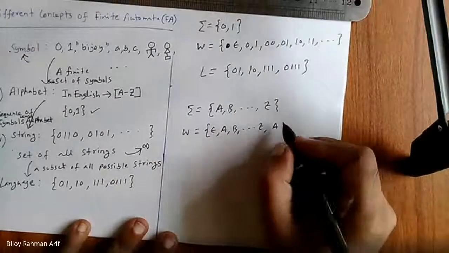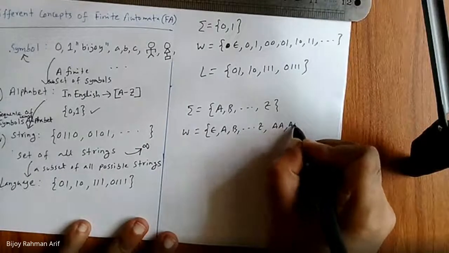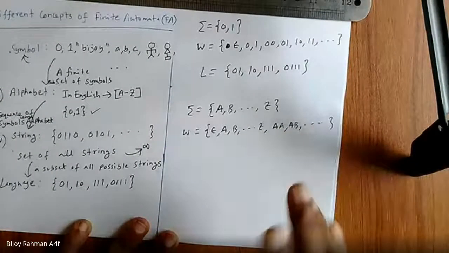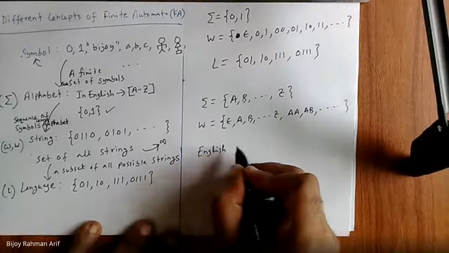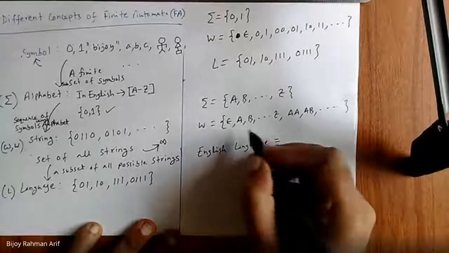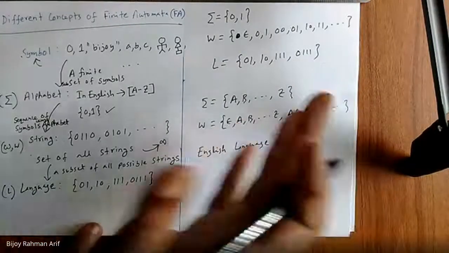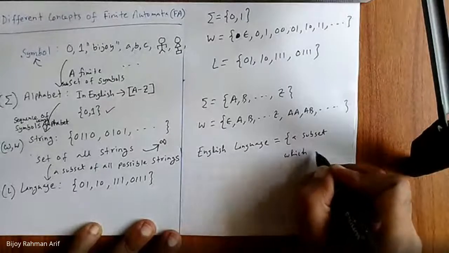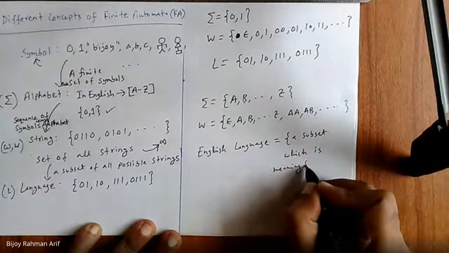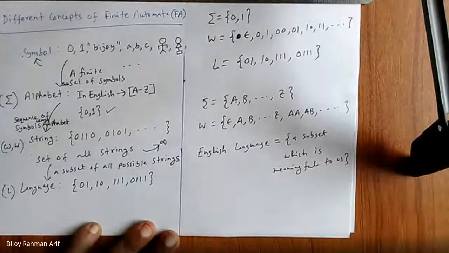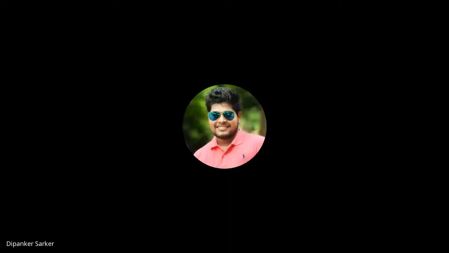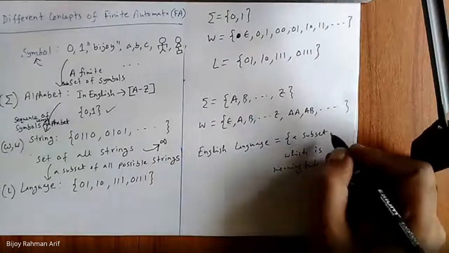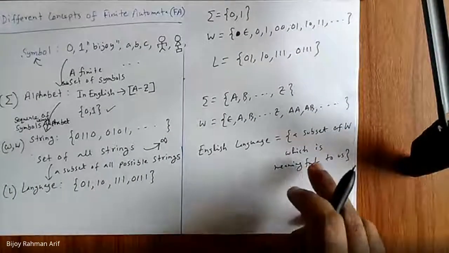Then A B, and so on. Okay, am I right? Yes, sir. In English language, we take some subset of W which are meaningful to us. Am I right? Right? Am I right or not? Yes, sir. So, English language, we take a subset of W which is meaningful to us. Okay? So like your name.